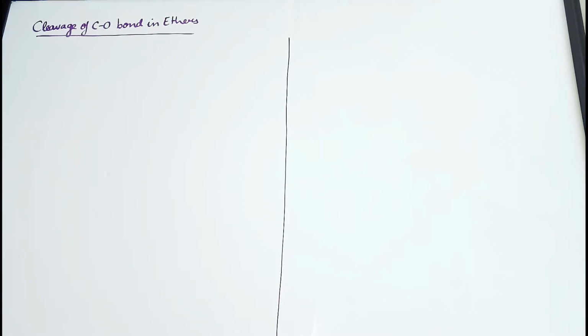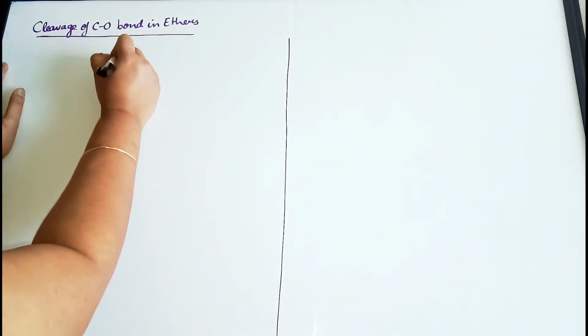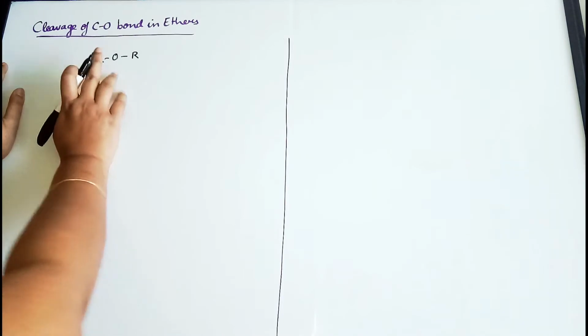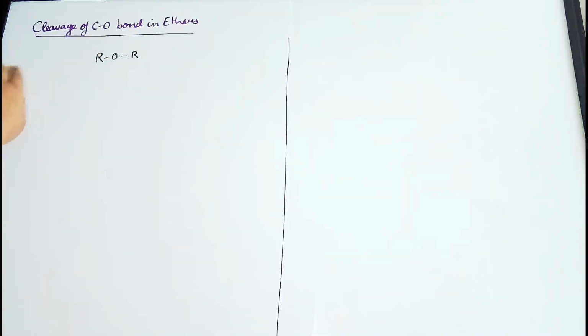Cleavage of C-O bond in ethers. So ethers are compounds which have ROR. That is, there is an oxygen which is bound to 2 different or 2 similar, depending upon the ether we are talking about, alkyl groups. Now the ether as such is considered as one of the most stable functional groups, and it generally does not undergo a chemical reaction, and it requires drastic conditions for a reaction to take place.